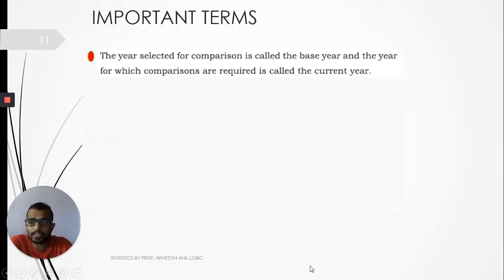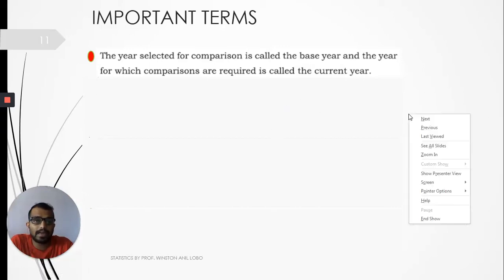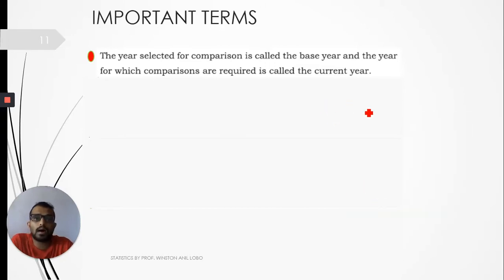Students, what do we mean by this? You need to understand it very carefully. The year that we take for comparison. For example, imagine you want this year, that is 2020, and you're comparing it with, say, 2018. So understand now, the year selected for comparison is called the base year. So which year are you selecting to compare? For example, you're comparing with 2018. So this is called the base year, students.